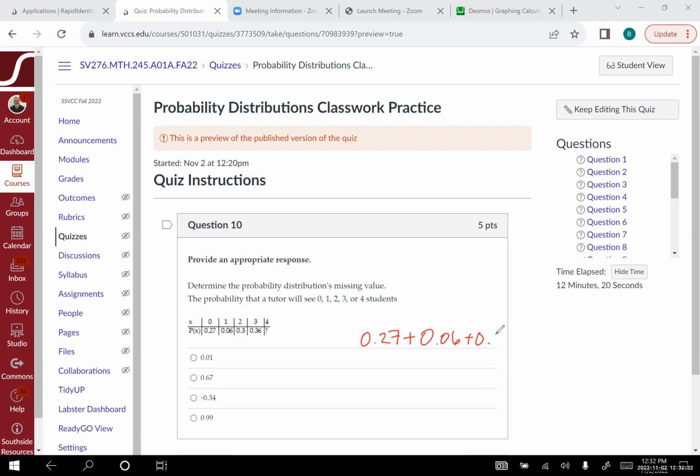There you go. So here's how we did it. Lexi said add up the ones we're given. And she got this. And then we just take our little calculator and subtract that from 1. And that must be the missing one. Very good.